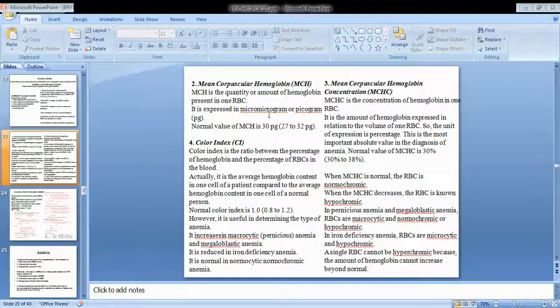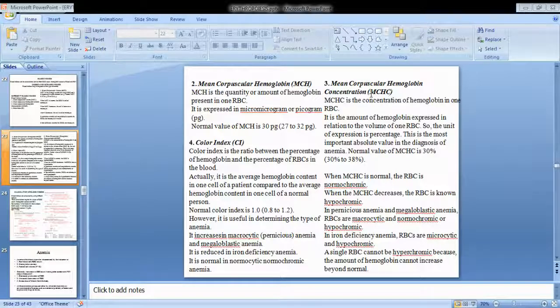So it is expressed in microgram or picogram. Spelling mistake. So the normal value is 30 pg. The amount of hemoglobin in one RBC, that is MCH.